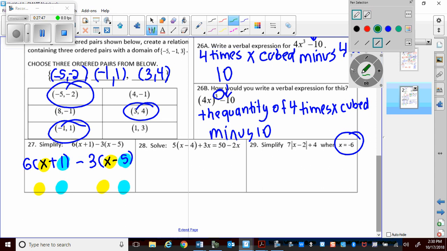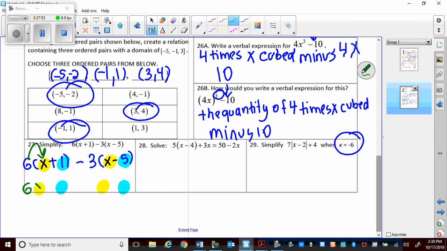Now, pick up your pencil. You're going to draw your arrow. What's 6 times x? 6x. So right here, I have 6x. Is 6 positive or is it negative? Positive. What's positive 6 times a positive 1? Draw your arrow. Plus 6.